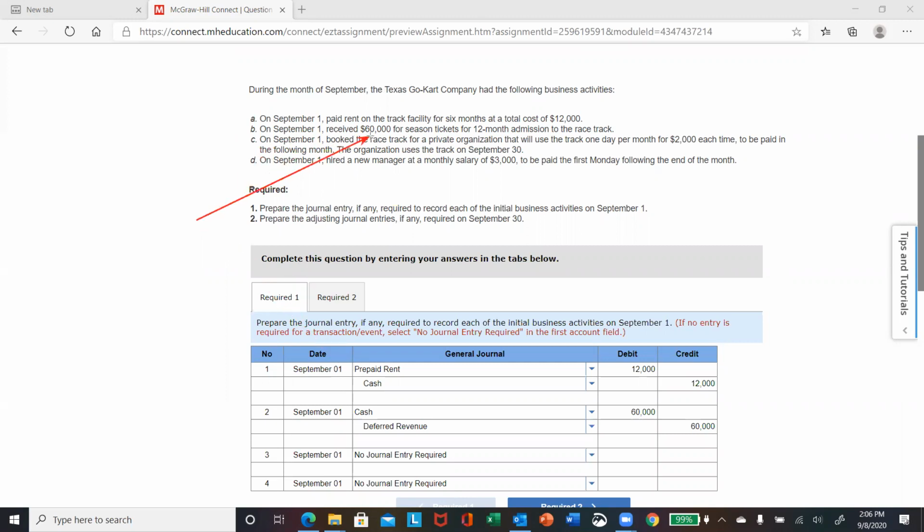Part 2 says we got $60,000 as an advance. That's going to be a deferred revenue item. So you'll debit cash, credit deferred revenue for that 60. On letter C, it says we booked the racetrack for a private organization. They're going to use the track 1 day per month to be paid in the following month. They used the track on September 30th. Notice there's no entry. The same thing is when you hire a manager to be paid the first Monday following month. Nothing's actually happened yet. That's just a note entry transaction. So you only had 2 initial entries on the first one.